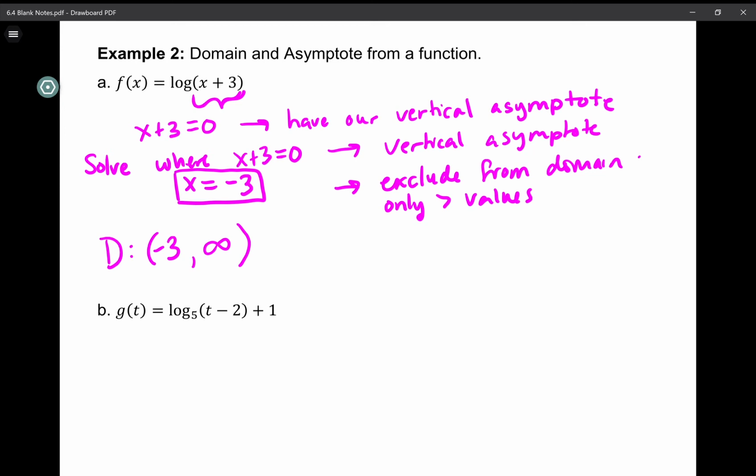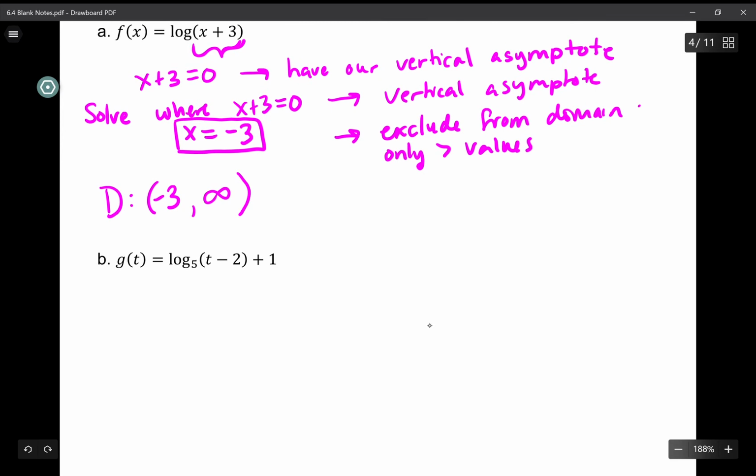All right, are you back from pausing the video? So we're going to do the same process. We're going to see where t minus 2 equals 0. All right, we don't want that, so that's when t equals 2. So my vertical asymptote is at t equals 2. Okay, that's my vertical asymptote.